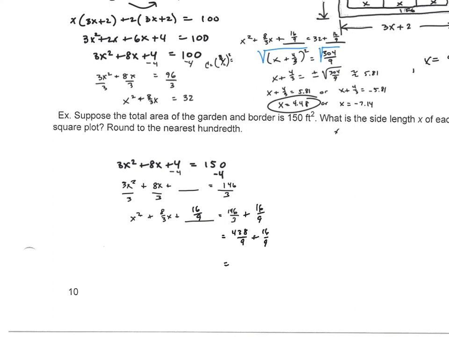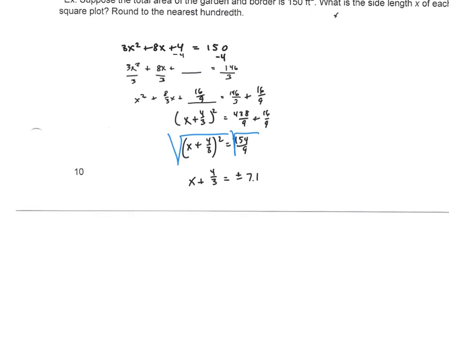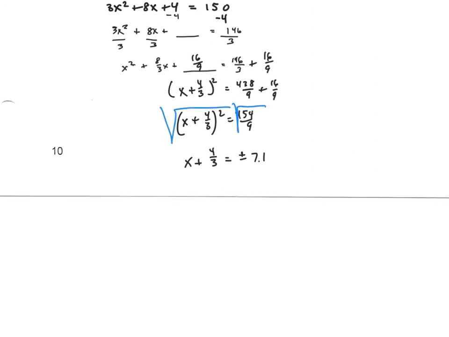And that is going to become 454 over 9. And then that is going to be equal to, just like before, factoring this side, x plus 4/3 squared. And we're going to go ahead and find the square root of that. Okay, so that becomes x plus 4/3 is going to be equal to plus or minus 7.1. So I have x plus 4/3 is equal to 7.1, or x plus 4/3 is equal to negative 7.1.